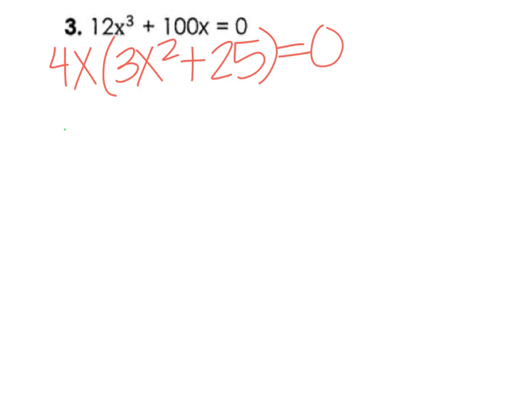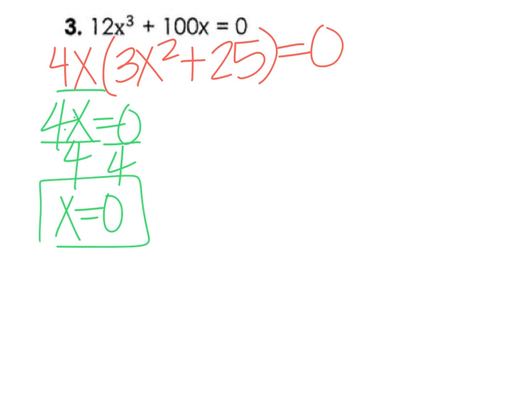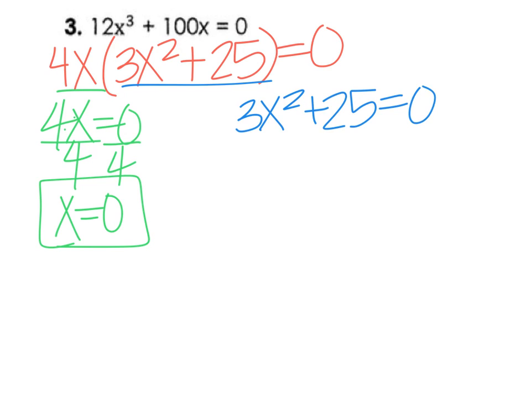So 4x equals 0, divide by 4, x equals 0. There's one of our roots. Then we want to set 3x squared plus 25 equal to 0. And this one's going to be a little more complicated.